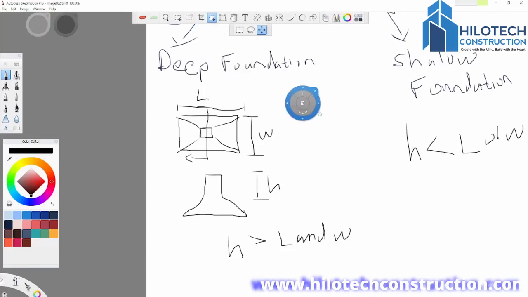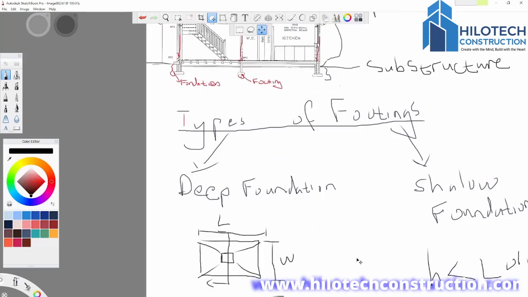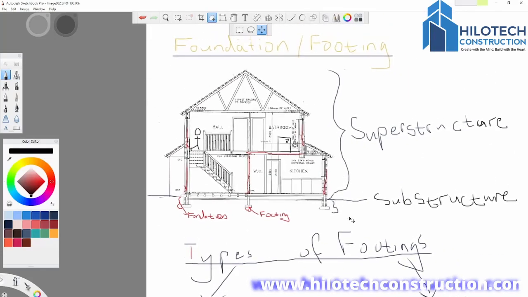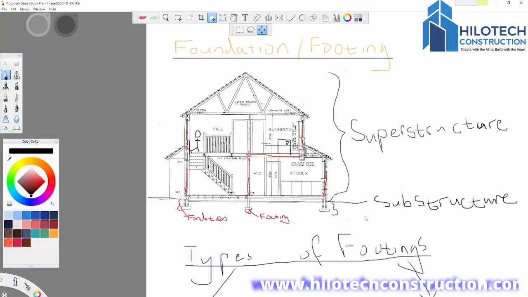Okay, so that is it for just the introduction of the foundations, and in the next tutorial we are going to be looking at an in-depth view of what a shallow and a deep foundation is all about.